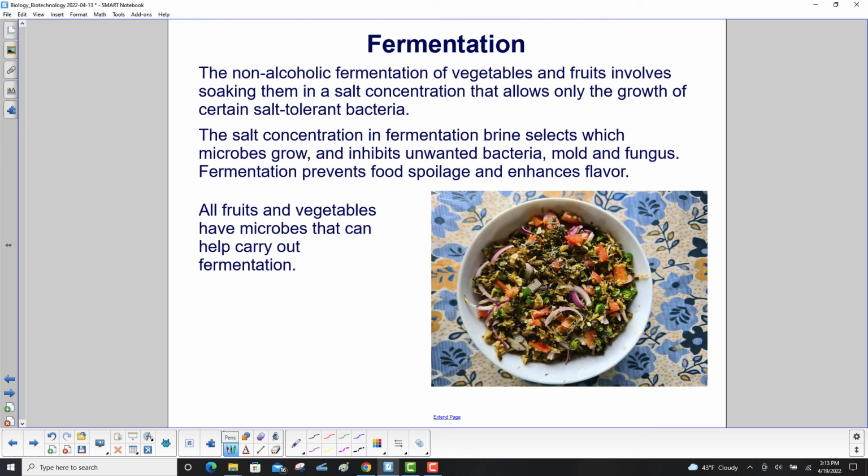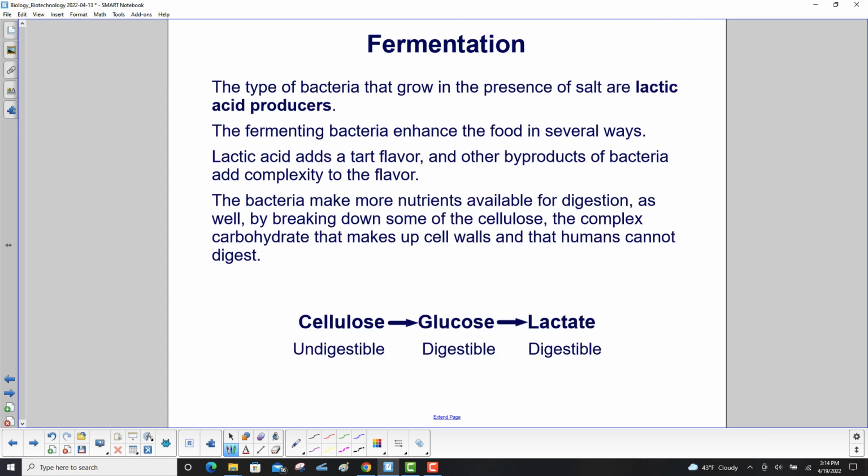The non-alcoholic fermentation of vegetables and fruits involves soaking them in a salt concentration that allows only the growth of certain salt-tolerant bacteria. The salt concentration in fermentation brine selects which microbes grow and inhibits unwanted bacteria, mold, and fungus. Fermentation prevents food spoilage and enhances flavor. All fruits and vegetables have microbes that can help carry out fermentation. The type of bacteria that grow in the presence of salt are lactic acid producers.